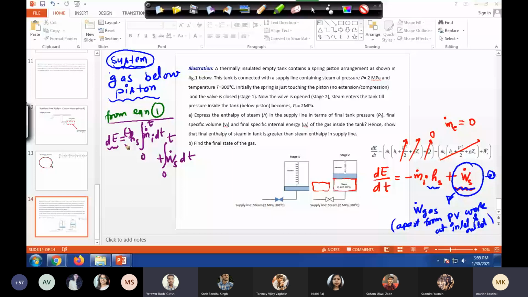Excuse me, sir. Yes, please. Sir, I did not understand why you took a minus sign in front of m dot and HS. Oh, there is a minus sign here. See this one, isn't it? Where? Here. This minus sign.